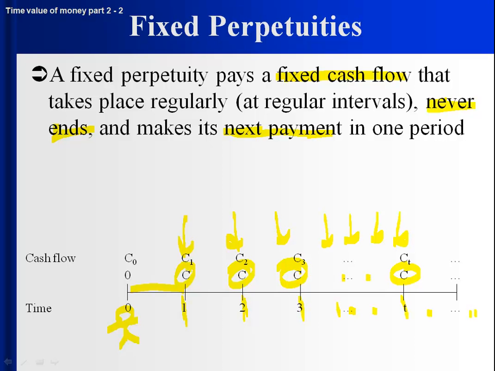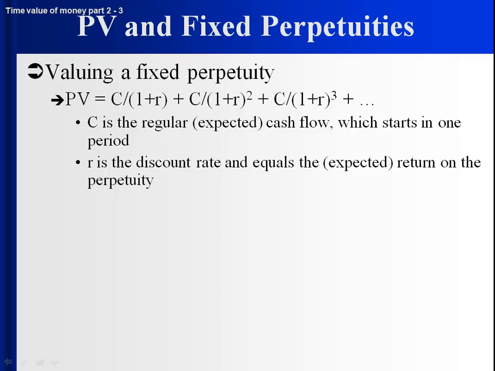So suppose I have an investment that's going to pay me a certain amount of money forever and ever. What's the value of that investment? It's just the present value of all these cash flows, which is C over 1 plus R plus C over 1 plus R squared plus C over 1 plus R to the third plus C over 1 plus R to the fourth, forever and ever. That's what this equation is.